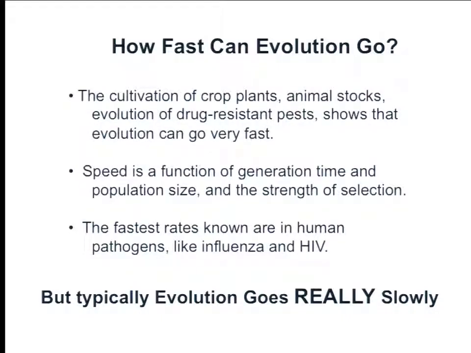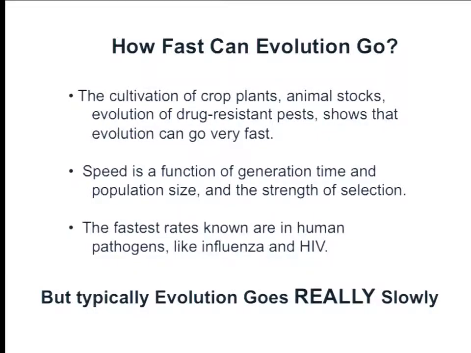Speed is a function of generation time and population size and the strength of selection, and I'm not going to explain the details of those. It's just the speed is controlled by a large number of things. The fastest rates known are in human pathogens like flu and HIV. They're phenomenal rates.